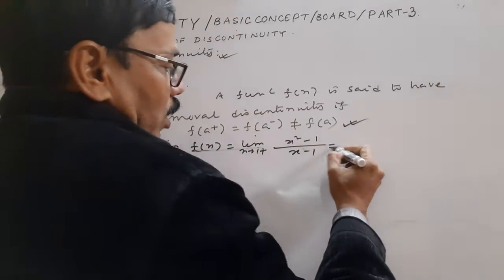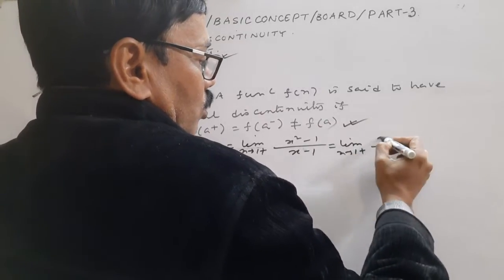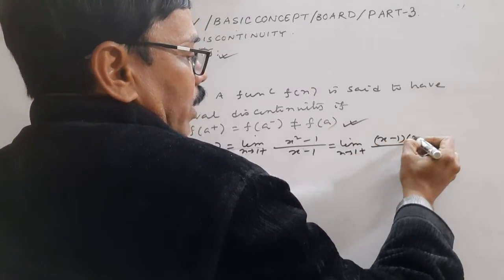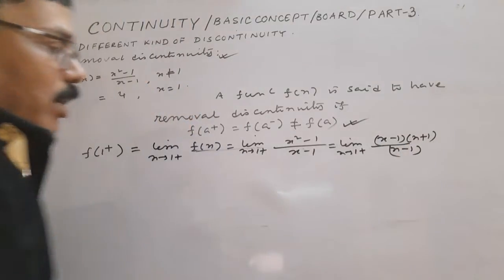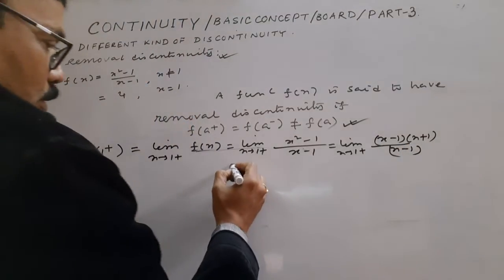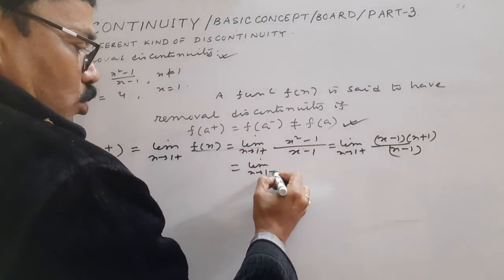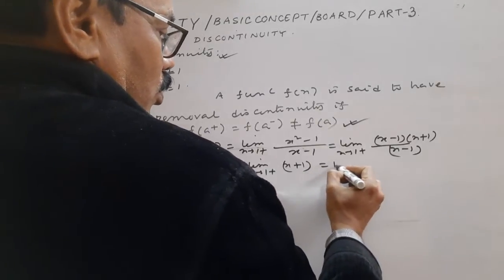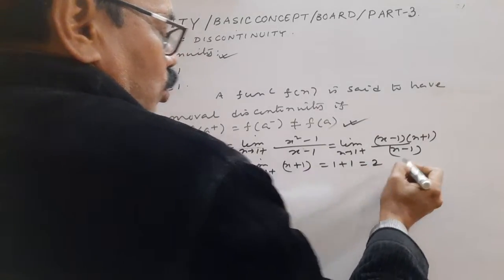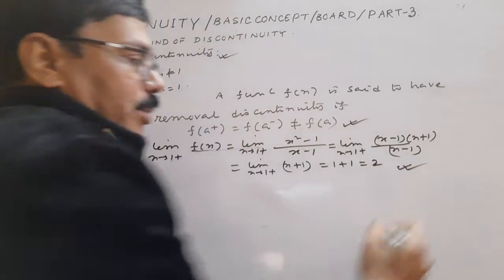Now if we factorize, (x - 1)(x + 1)/(x - 1). By the factorization method, since x tends to 1 but is not equal to 1, (x - 1) will be cancelled out. So 1 + 1 equals 2. So what is the right hand limit? Right hand limit is 2.